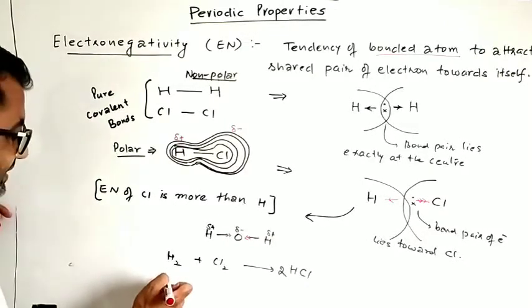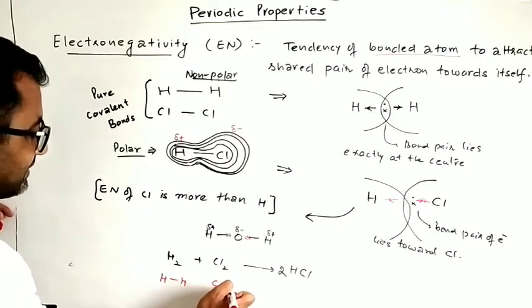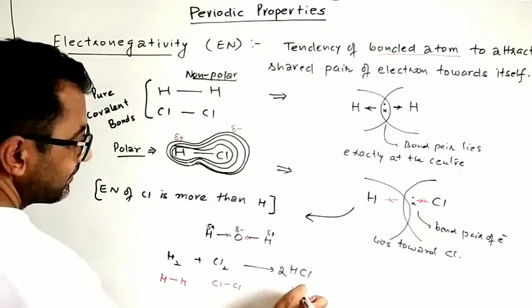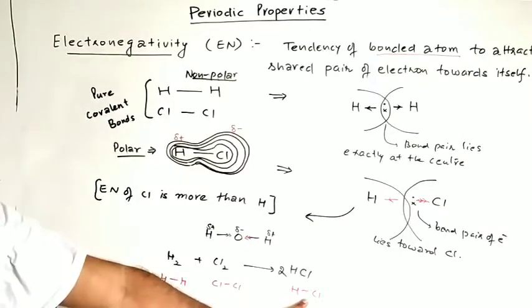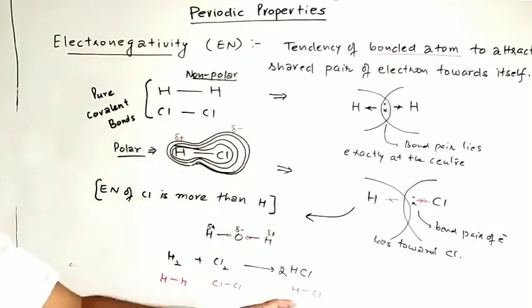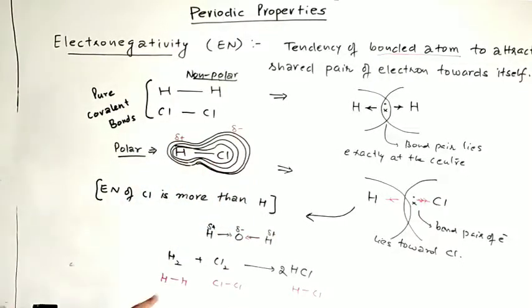What is there is H-H. What is there is Cl-Cl. What is formed here is a new bond, H-Cl. Which is more stable? This is more stable, because there is a charge, and due to charge they attract each other. In the others there is no charge, so their attraction is not so strong.